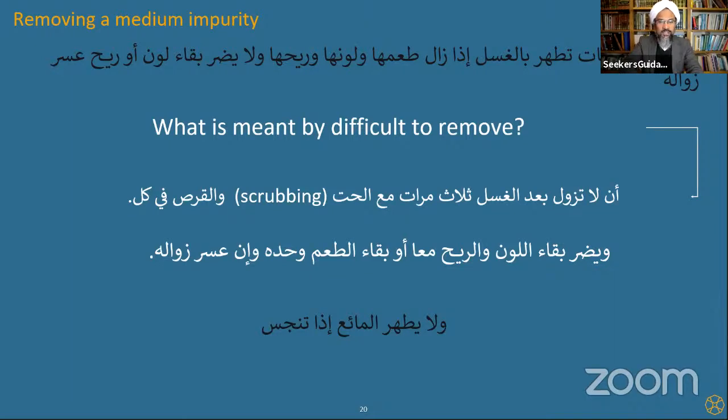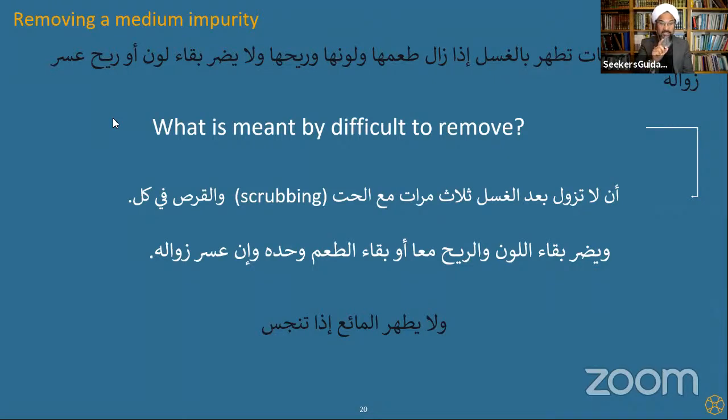The next one, and I thought that the order was running heavy, medium, and then light, but the order of the text rather ran heavy, light, and then medium smack in the middle. وَسَائِرُ النَّجَاسَاتِ تَطْهُرُ, and all other forms of impurity, other than the heavy one and other than the light one, تطهر, is rendered pure بالغسل, when you wash it with pure water, إذا زال طعمها ولونها وريحها, when the taste and the color and the smell are removed. ولا يضر بقاء لون أو ريح أسر زواله. However, at the same time, the Sharia is very practical. It now states ولا يضر بقاء لون, the remaining of a color, أو ريح, or smell.